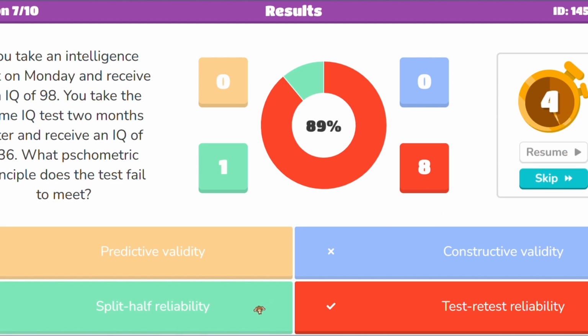For whoever clicked green, split half reliability is if I take half of the test now and I take the other half another time, I should get the same score on both.